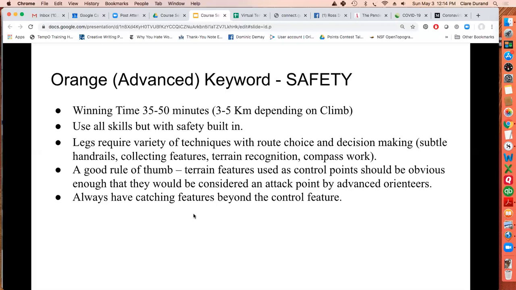For an orange level course, that's the kind of thing you want to actually use as the control point. And you want to have catching features beyond the control feature. Now I say always here, you'll see when I show some examples that many of them don't have a catching feature beyond the control feature, but they might have one just in front of it or something like that. But you want to have something reasonably close to your control feature that is a place that if they either overshoot or if they have trouble with it, they can easily bail to and know that they're close to that thing.